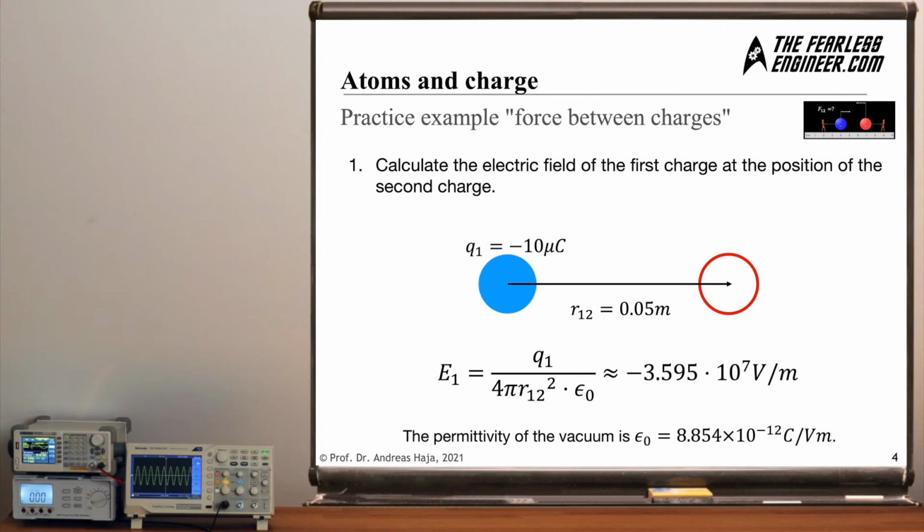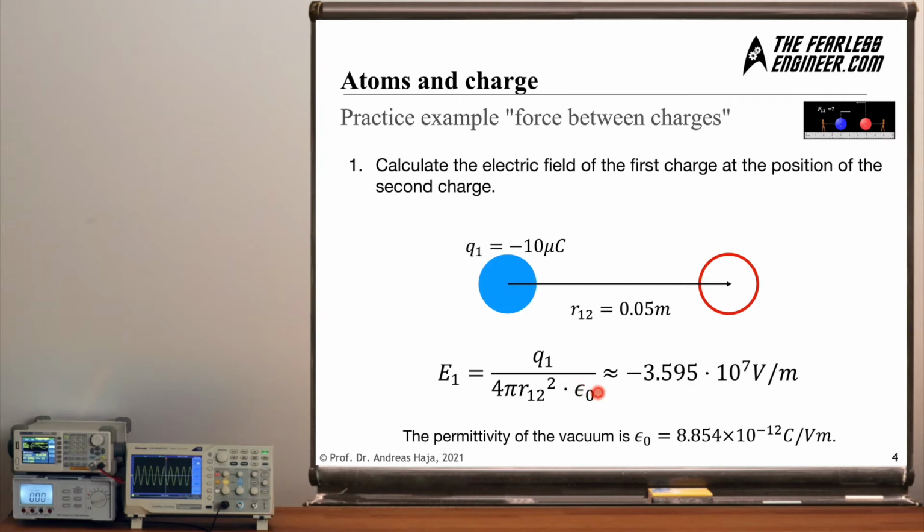Now let's start with the first step. First, we will calculate the electric field of the first charge at the position of the second charge. So we have a charge Q1, which has a magnitude of 10 microcoulombs with a negative sign, and we will compute the electric field at the position of the second charge, which is 5 centimeters away. And we can easily do this by applying the equation from the last video, which consists of dividing the magnitude of the charge Q1 by the surface area of the enclosing sphere around the first charge at a distance of R12. We assume everything is positioned in a vacuum.